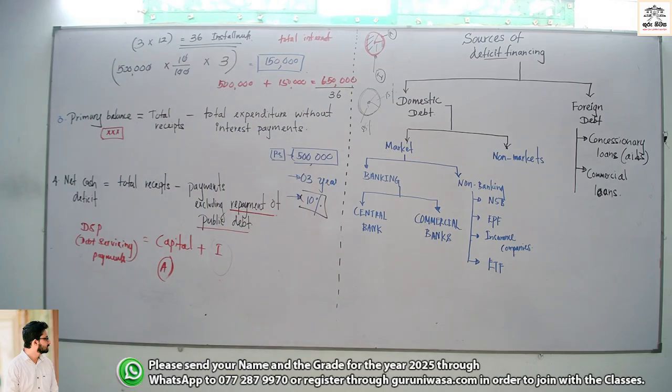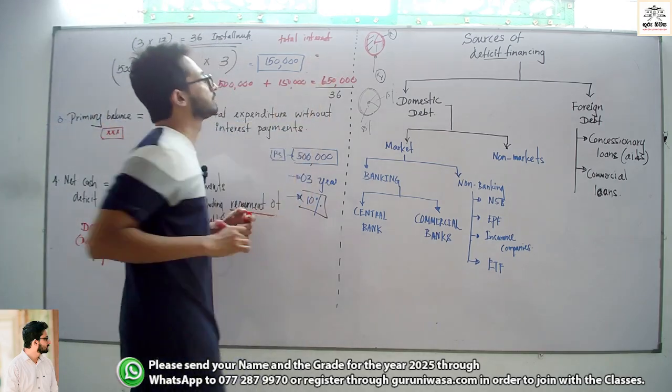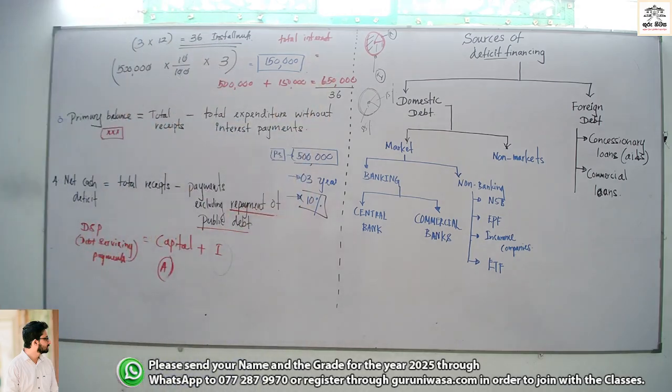How much is the monthly installment? Can you tell me? Use your calculator and tell me. 650,000 divided by 36. Can you tell me the approximate value? 18,000 something, right? Let's say 18,000.